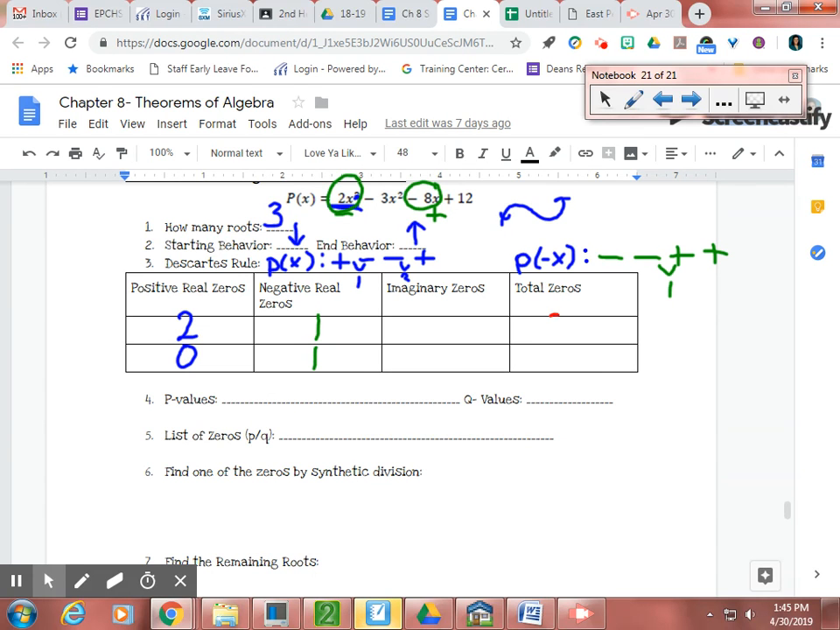Total roots, I should have 3 total, and then my imaginary roots will be filling in the blank for this. So if I need 3, I would need 0 more here, or I would need 2 more there.